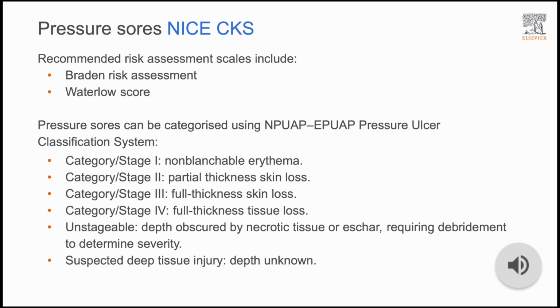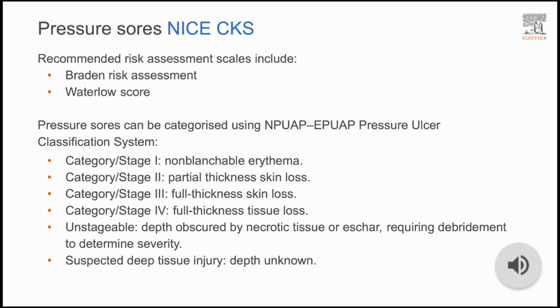Category 1 is non-blanchable erythema. This means that the skin appears red but does not turn white when pressed, indicating early tissue damage. Category 2 is a partial thickness skin loss. This may appear as a blister or shallow open wound affecting the epidermis and dermis.